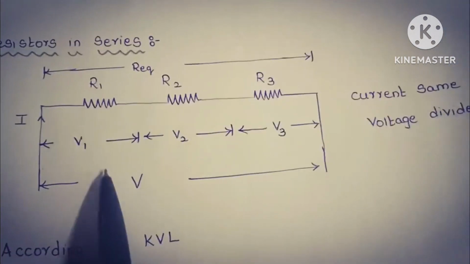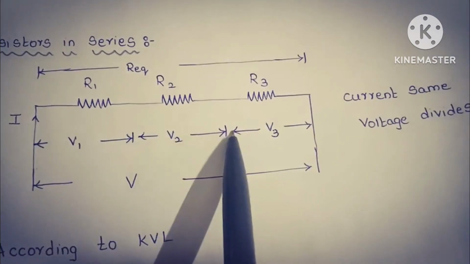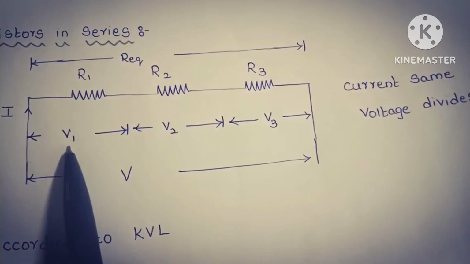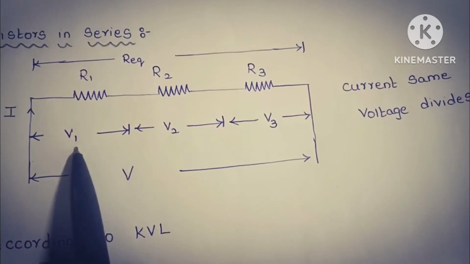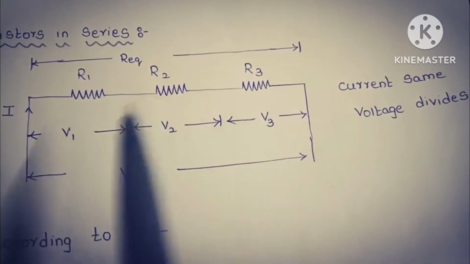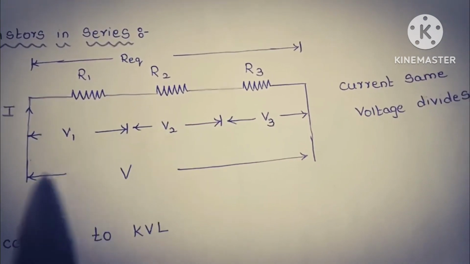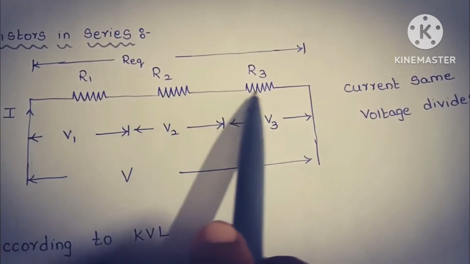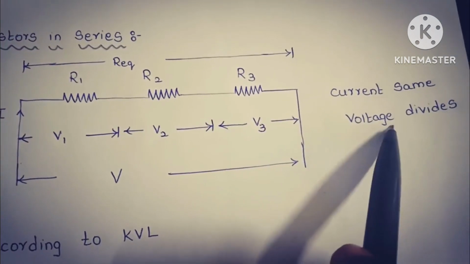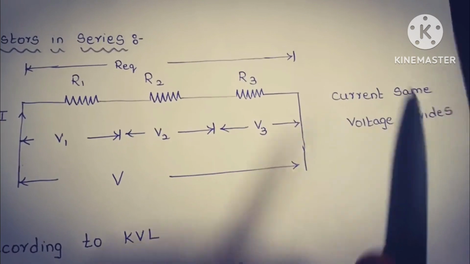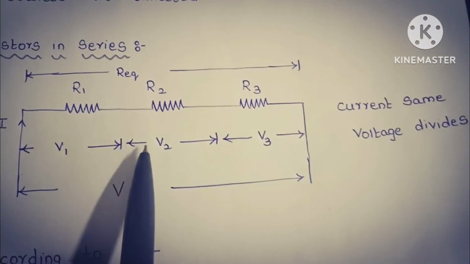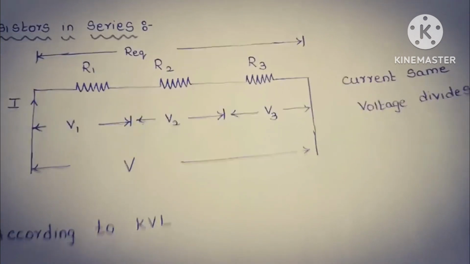So when we consider series resistors R1, R2, R3 and let the voltage drop across each resistor be V1, V2 and V3. In a series connection, the current flowing through the elements will remain the same, whereas the voltage is getting divided. That is the reason why we take the voltage drops as V1, V2 and V3.